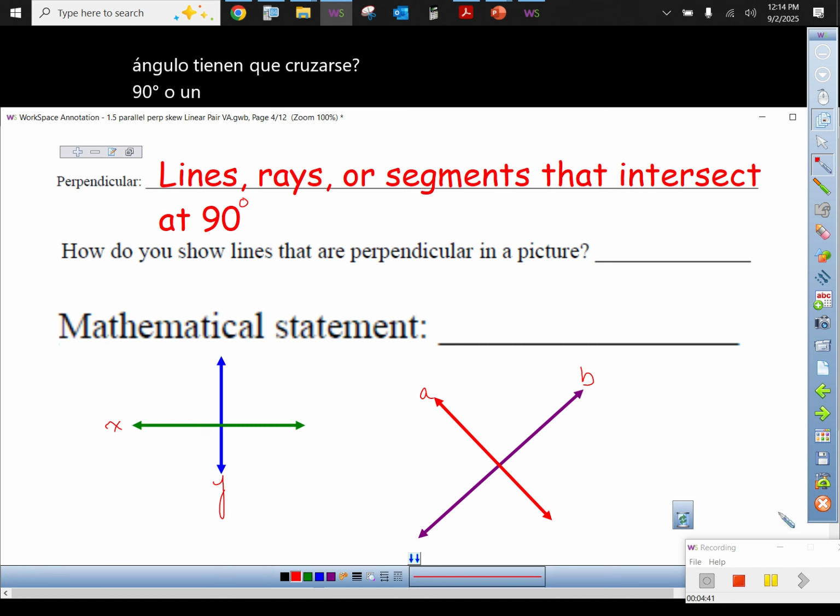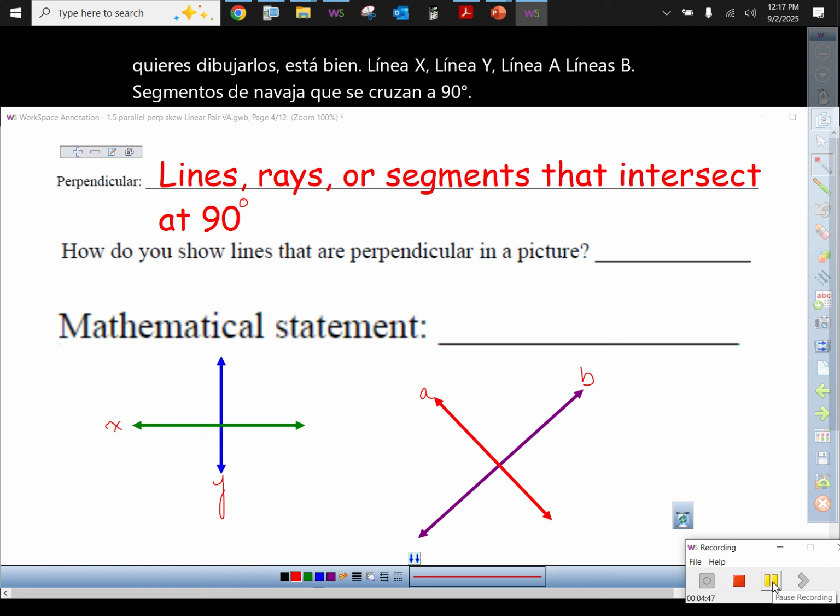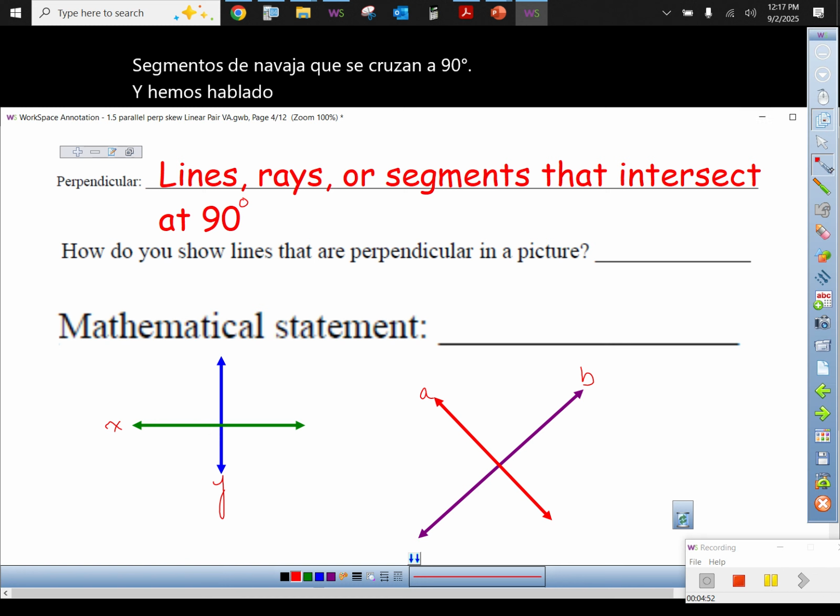Lines, rays, or segments that intersect at 90 degrees. And we've kind of talked about it before. The bad part is in this first chapter, whoever typed these worksheets makes us assume a lot of stuff is perpendicular. But they're supposed to put something in the picture for you to know they're perpendicular. Have you ever seen this little guy, that little box right there? Some people call it the square. We call it the box. So in a picture, that right angle box means that those intersect at 90 degrees.